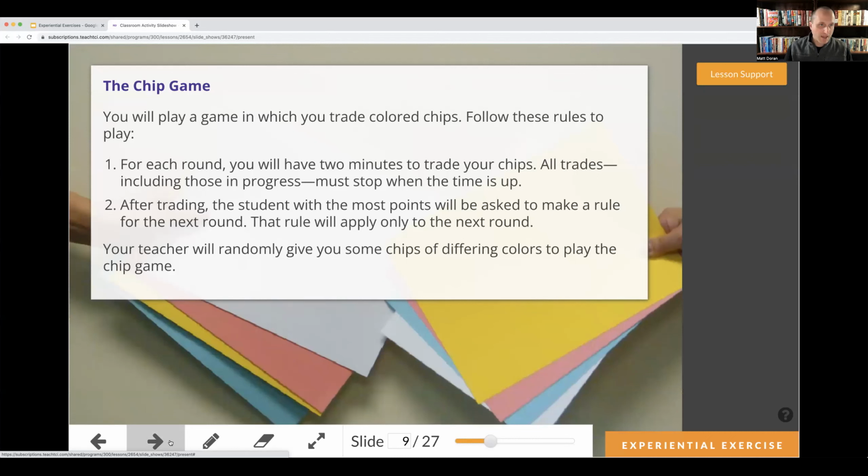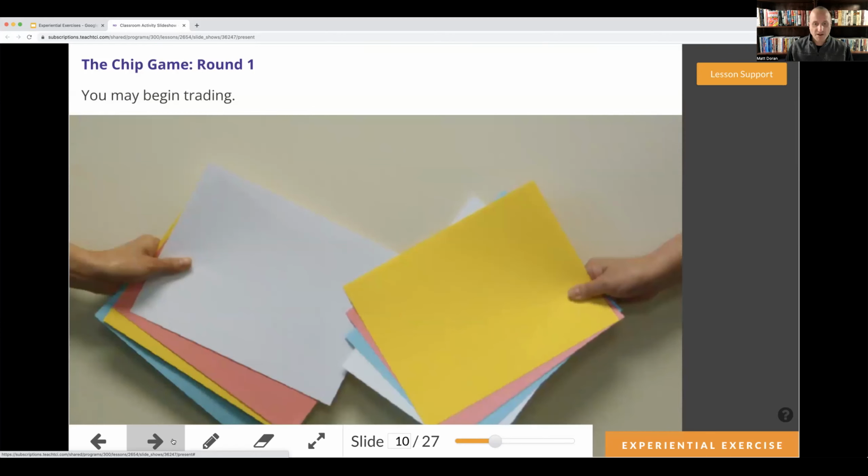And so we're going to play a chip game. What's going to happen is students are going to trade these different colored chips. For each round, they're going to have 2 minutes to trade. And after the trading round, the student with the most points will be asked to make a rule for the next round. And that rule only applies for that next round. So you as the teacher are going to distribute chips. You can use note cards, you can use actual small chips, you can use cardstock, paper, whatever. You just need to have something with these various colors.